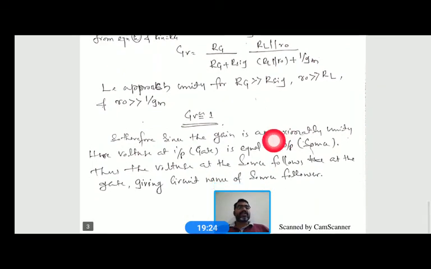Therefore, since the gain is approximately unity, we can say that the voltage at input, that is the voltage at the gate, is equal to the voltage at the source, that is the voltage at the output circuit. Thus the voltage at the source follows the voltage at the gate, giving the circuit the name source follower, right?